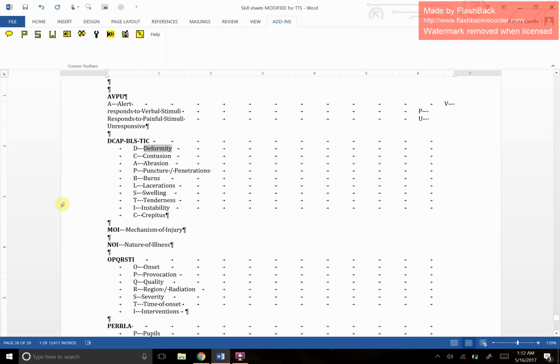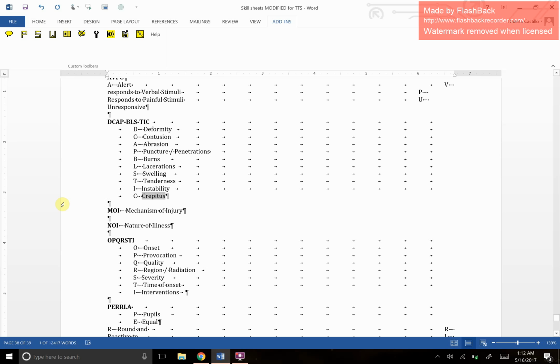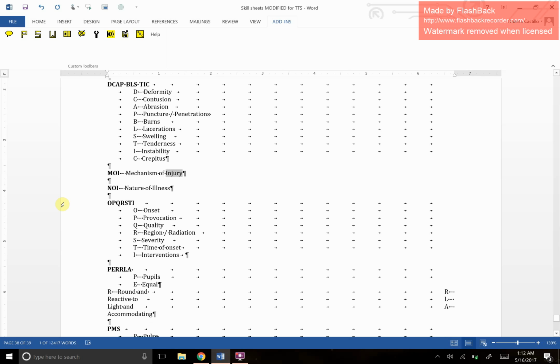DCAPBTLS. D. Deformity. C. Contusion. A. Abrasion. P. Puncture/penetrations. B. Burns. L. Lacerations. S. Swelling. T. Tenderness. I. Instability. C. Crepitus. MOI. Mechanism of injury.